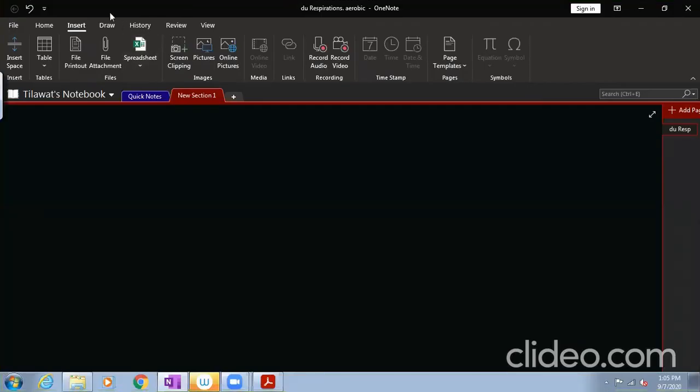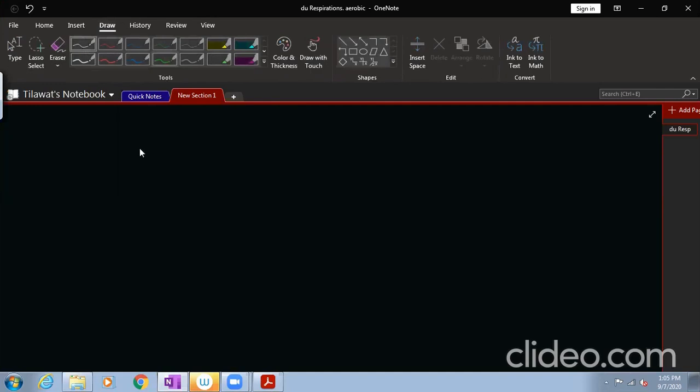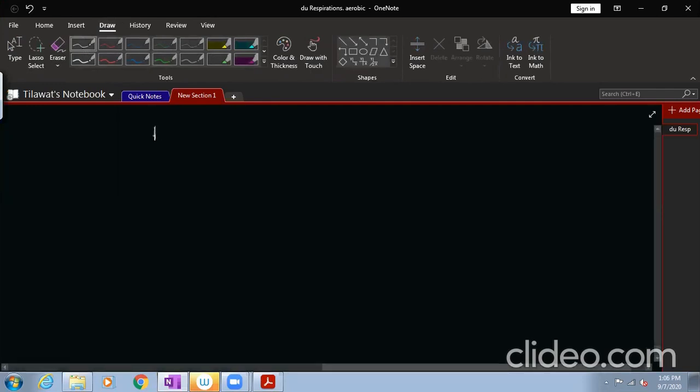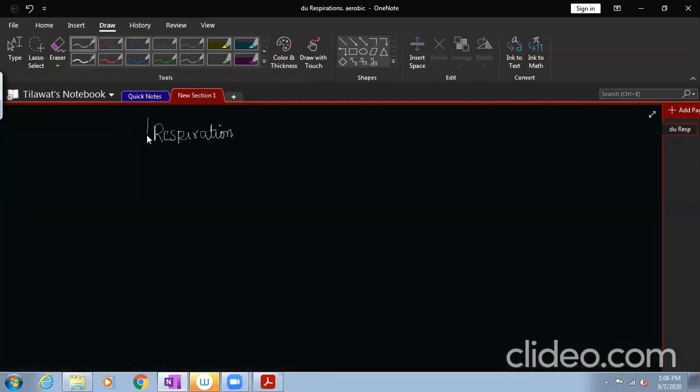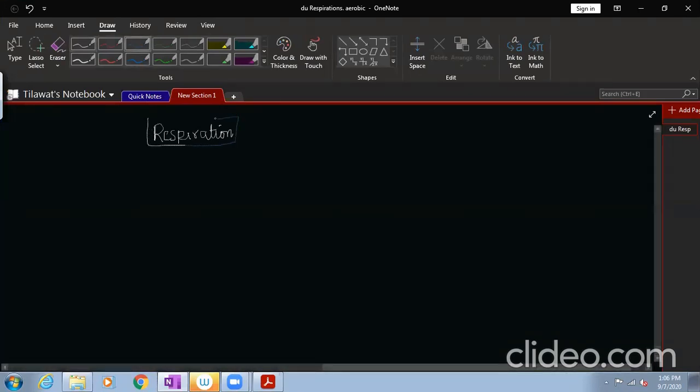So today we are going to discuss the steps that are involved in the process of respiration, okay? We have to do that in detail now. So you can check it here. Respiration will complete in three steps.